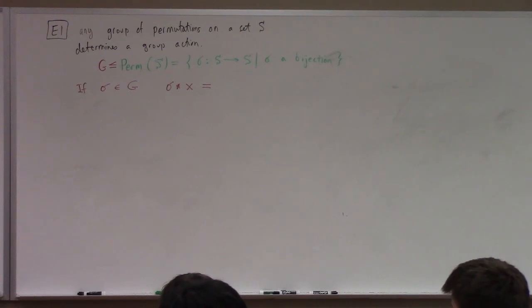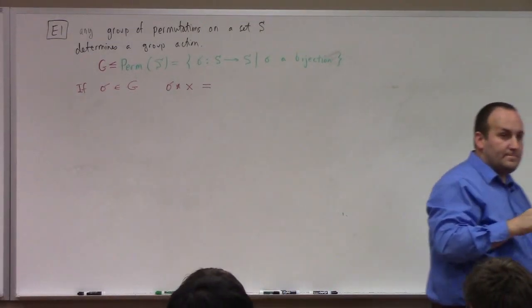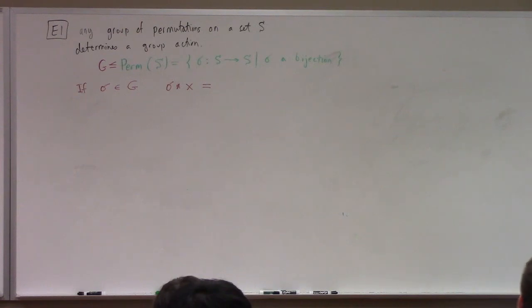I mean, all he writes in this book is that it's clear that any group of permutations defines an action on a set S. Why does he say that? Make it clear for us. Let's finish his thought.